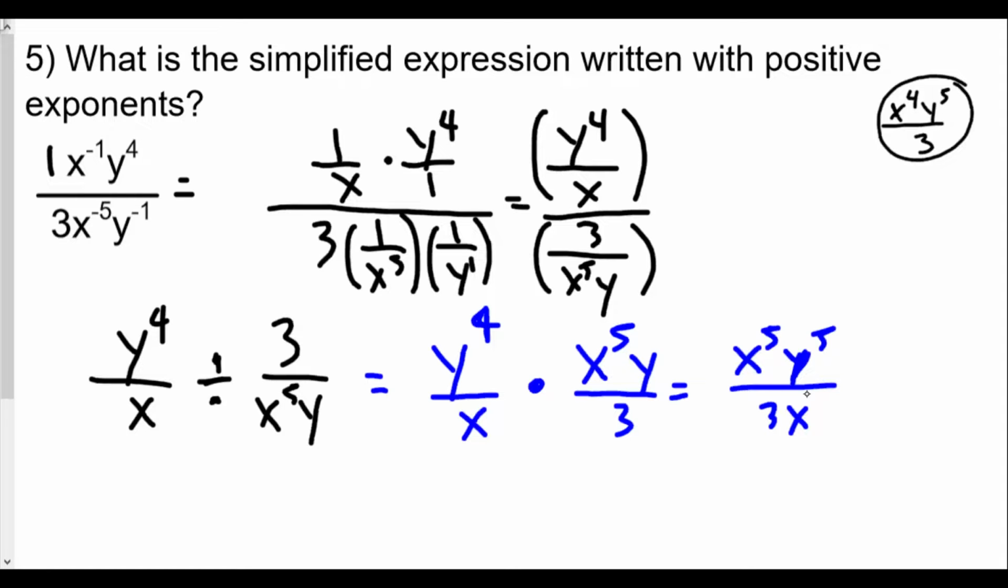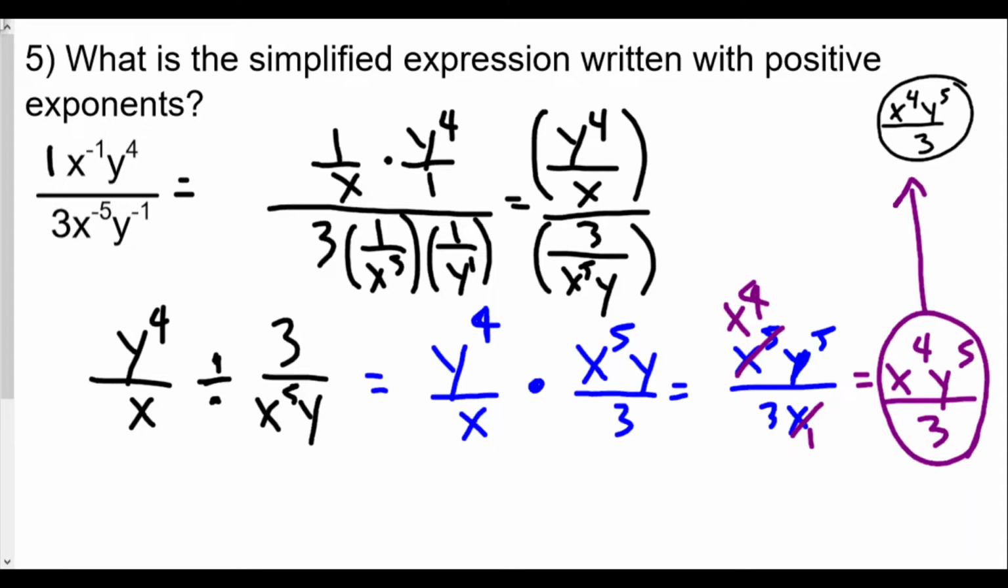Now we're almost done because we can simplify this x to the first power and x to the fifth power as 1 and x to the fourth. So we end up getting x to the fourth times y to the fifth over 3, which is exactly the same thing we got previously.